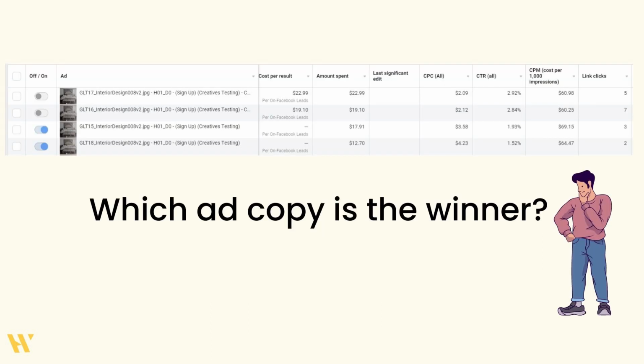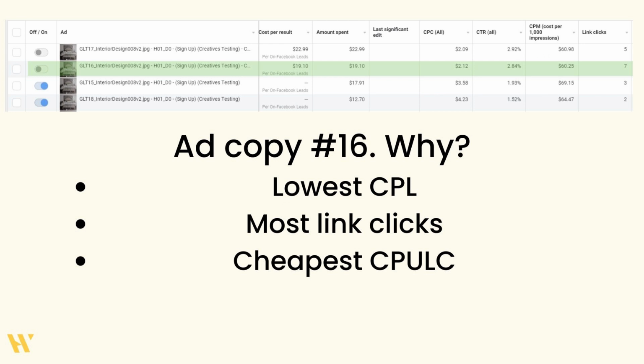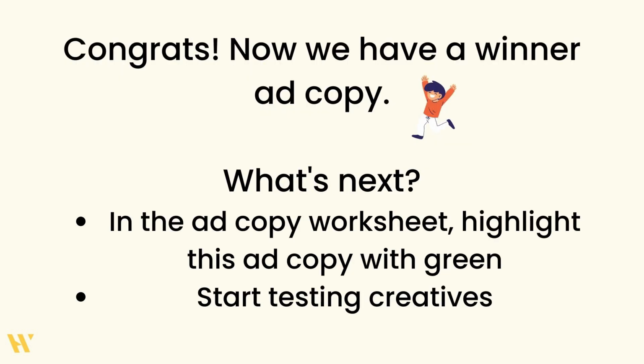Let's look at the numbers and think about which one is the winner. It should be easy because only two of them converted, as you can see. One of them at $19 per lead and the other one at $23. So which one is the winner? What do you think? In my opinion, it was number 16 because the cost per lead was slightly lower, the cost per unique link click was also lower, and this one had the most link clicks as well. If you chose number 17, that's also a decent option, but I went ahead with number 16. So now we have a winner ad copy.